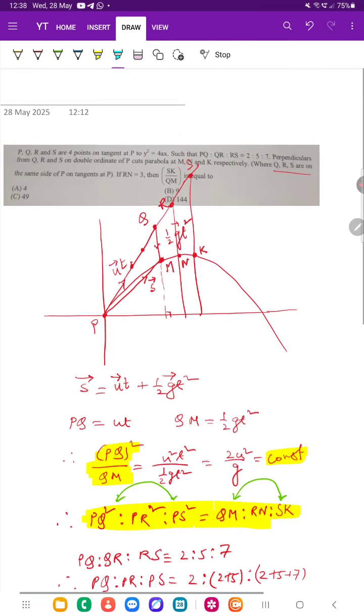So that was the idea: without using the conventional approach, how we can solve this problem in a bit quicker manner.